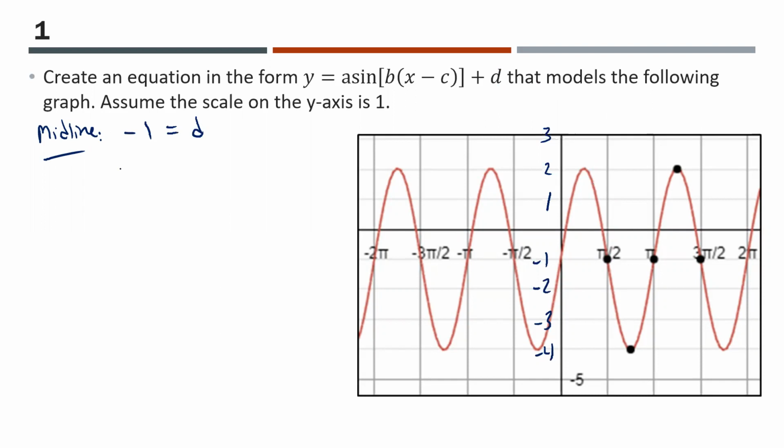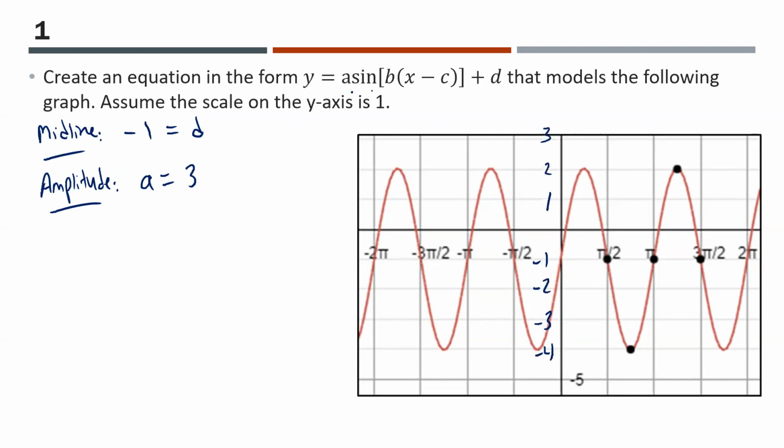The next thing I do is after I have the midline, I find my amplitude. And the amplitude is basically just how far above or below the midline that you end up going. Since our midline is -1, we can see that we're going 1, 2, 3 above the midline. So in other words, my amplitude A is going to be 3.